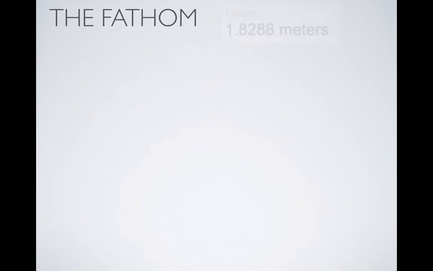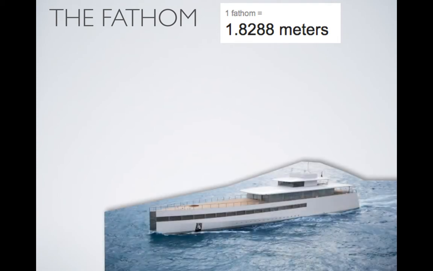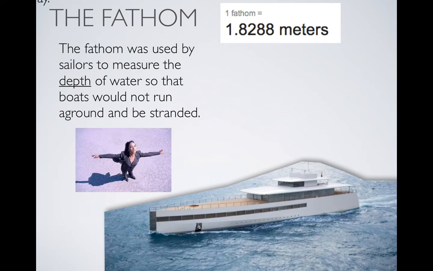The fathom, which equals 1.8288 meters, or roughly 6 feet, is often used in boating. Sailors would actually use this to determine the depth of the water so that they would not run aground and become stranded. Here's an example of a boat that was actually designed by Steve Jobs.